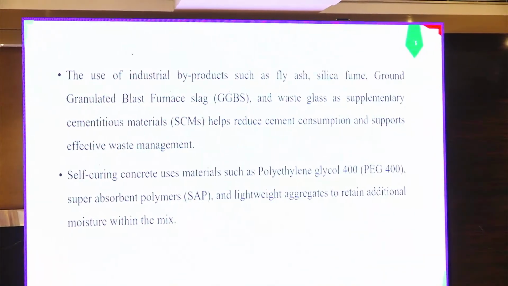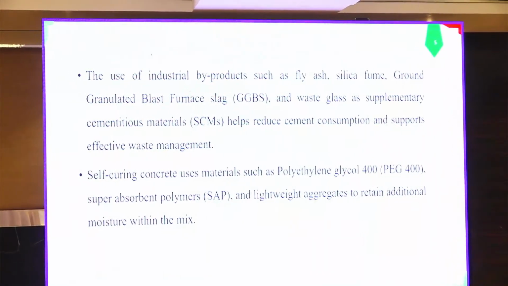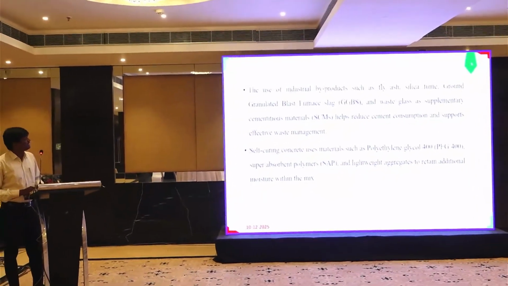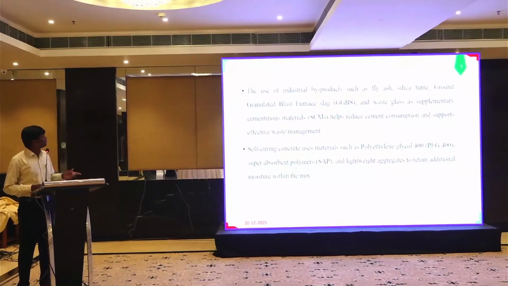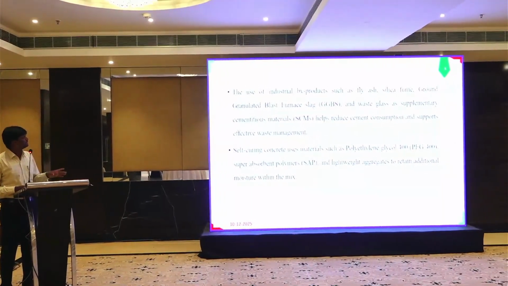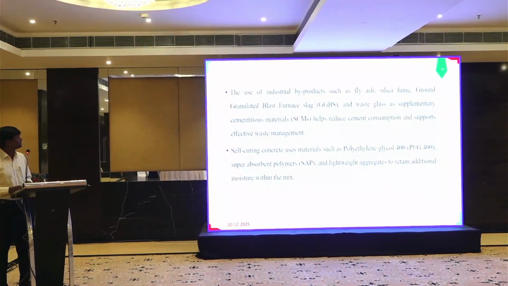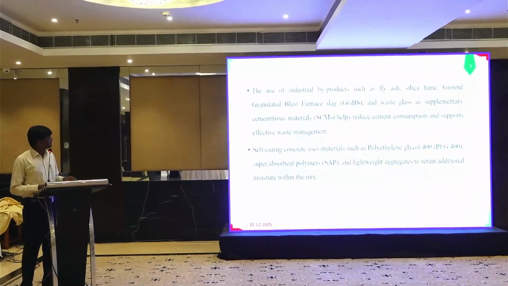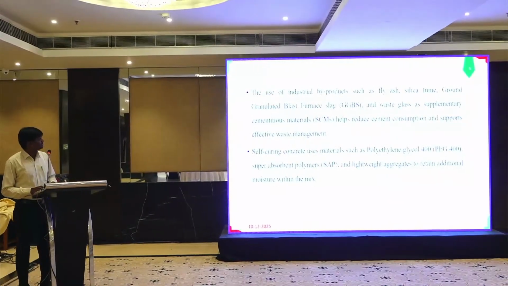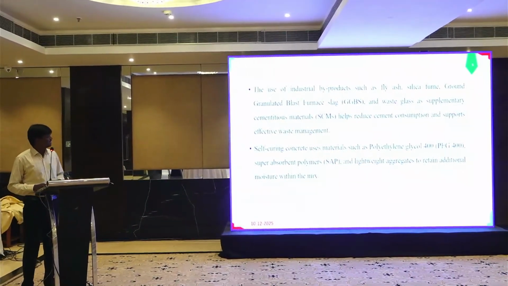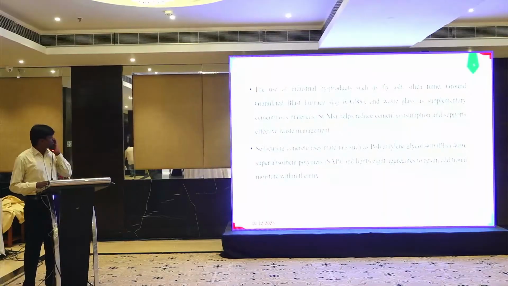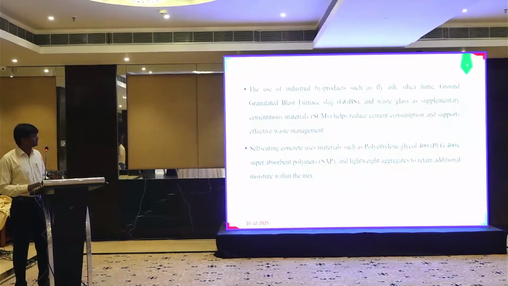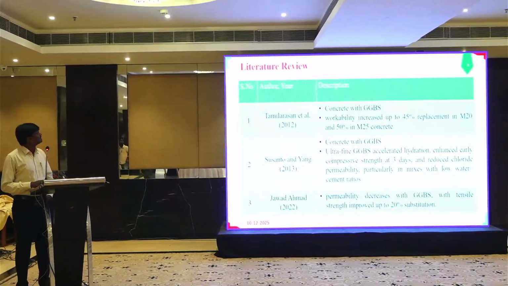Industrial byproducts are used, some of them are fly ash, silica fume, GGBS and waste glass, as supplementary cementitious material, which helps to reduce cement consumption and supports effective waste management. In place of water curing, self-curing concrete uses materials such as polyethylene glycol, superabsorbent polymers and lightweight aggregates to retain additional moisture within the mix. And these are the literature reviews.